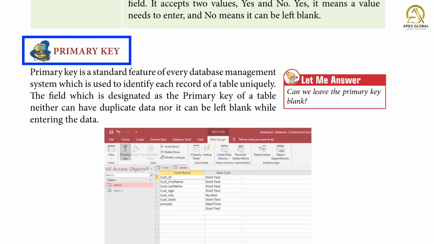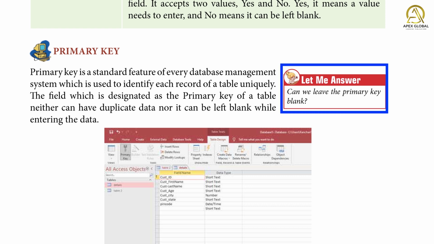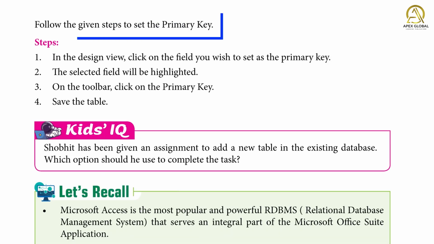Primary key. Primary key is a standard feature of every database management system which is used to identify each record of a table uniquely. The field which is designated as the primary key of a table can neither have duplicate data nor be left blank while entering the data. Let me ask: can we leave the primary key blank? Follow the given steps to set the primary key.